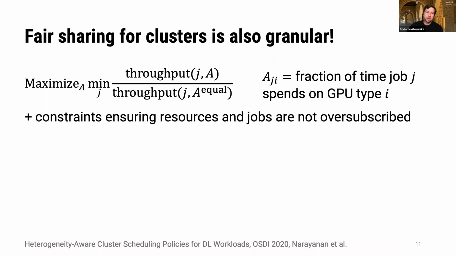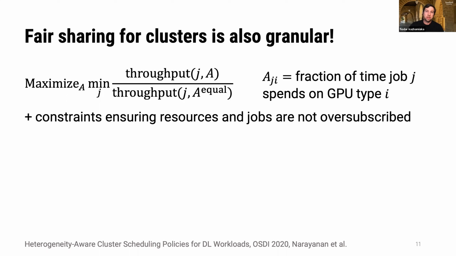Here's a more complex example from a research system published in 2020, featuring a GPU cluster with several types of GPUs. The allocation objective is standard max-min fairness. Maximize the minimum normalized throughput of any job in the cluster. What we want to compute is an allocation matrix A, where A_JI specifies the fraction of time a job J spends on resource I.